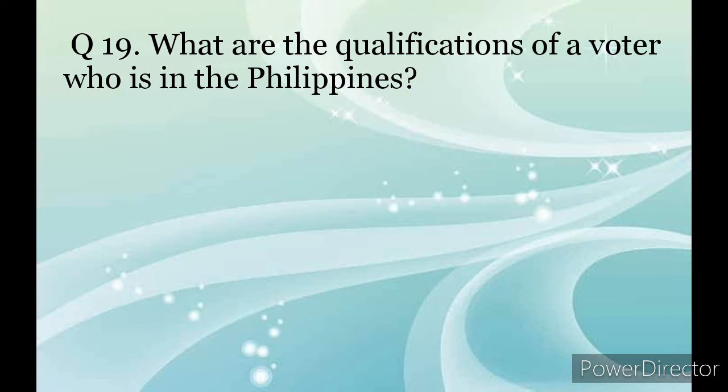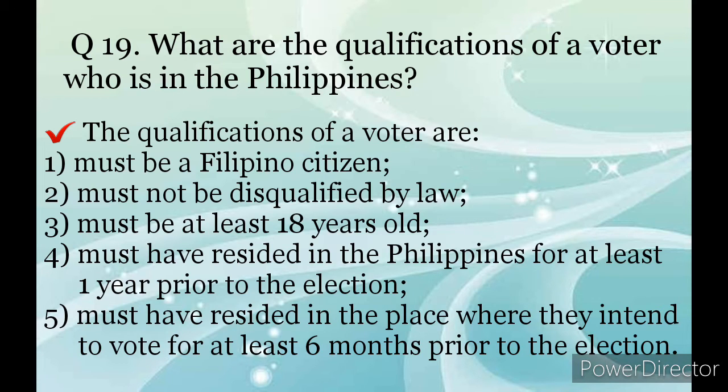Question 19. What are the qualifications of a voter who is in the Philippines? Answer. The qualifications of a voter are: 1. Must be a Filipino citizen; 2. Must not be disqualified by law; 3. Must be at least 18 years old; 4. Must have resided in the Philippines for at least 1 year prior to the election; 5. Must have resided in the place where they intend to vote for at least 6 months prior to the election.